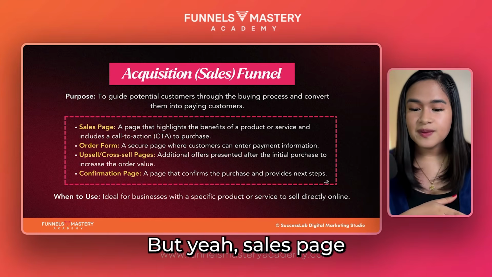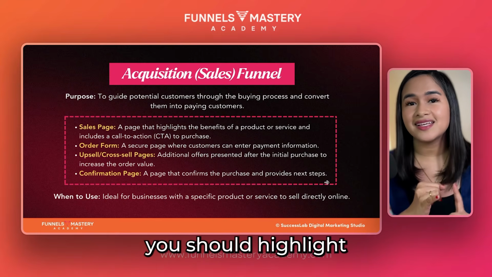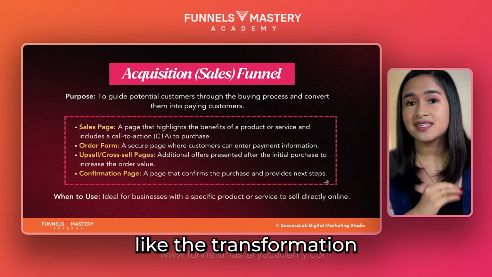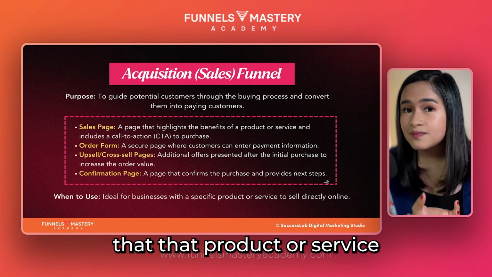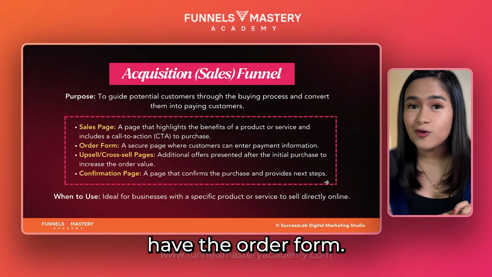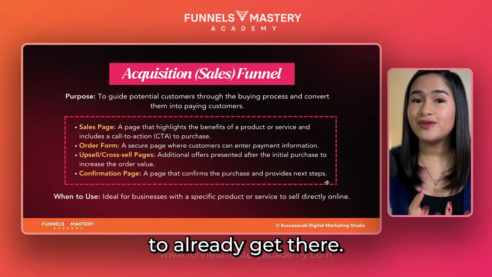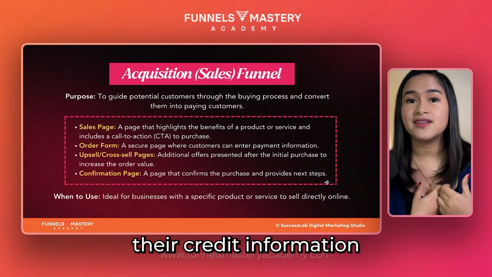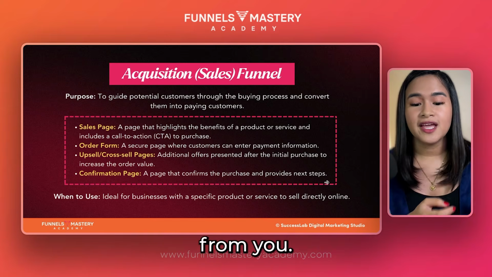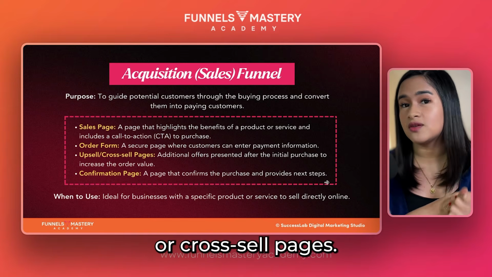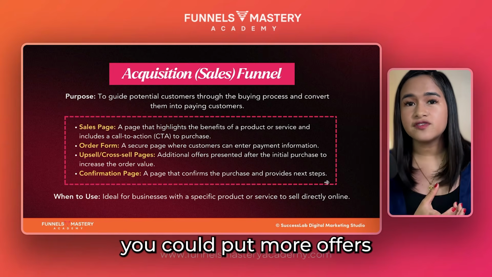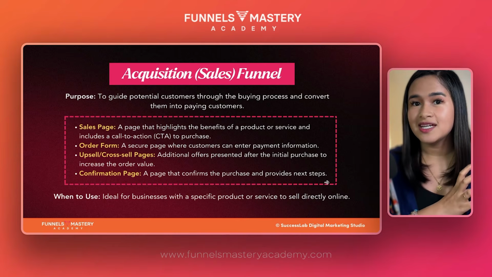But yeah, sales page, and in the sales page you should highlight the benefits. You should also talk more about the product or the service, like the transformation that product or service will give the customers. And then you also have the order form. Of course, you need that to already get their information, their credit information, and they can actually buy from you. And then after that, you could offer upsell or cross-sell pages. So here, you could put more offers that would complement the main offer.